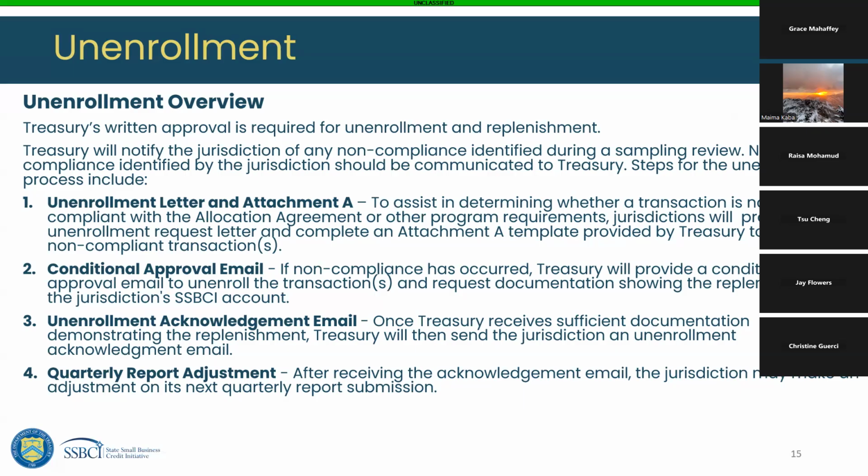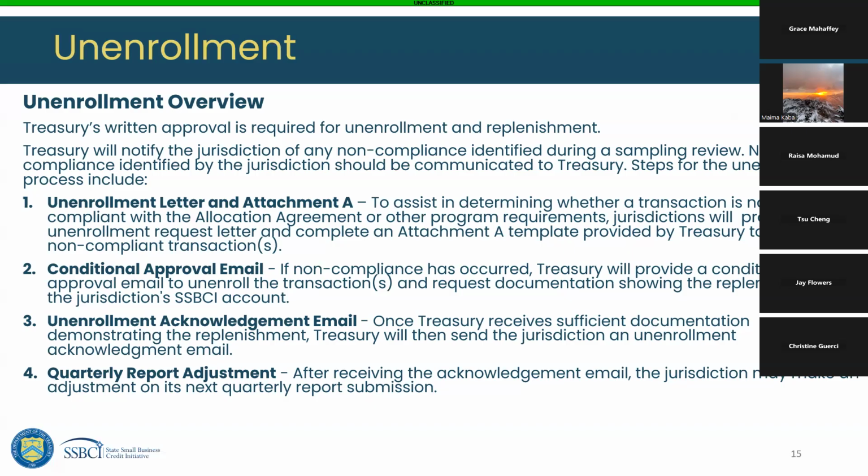Whether the non-compliant transaction is identified by the jurisdiction or by Treasury, the first step in the unenrollment process is for a jurisdiction to provide Treasury with an unenrollment request letter and a supporting document, which we refer to as Attachment A. These two documents will assist us in determining whether a transaction is non-compliant with SSBCI program requirements. Attachment A will be provided by Treasury to gather information related to the potential non-compliant transactions.